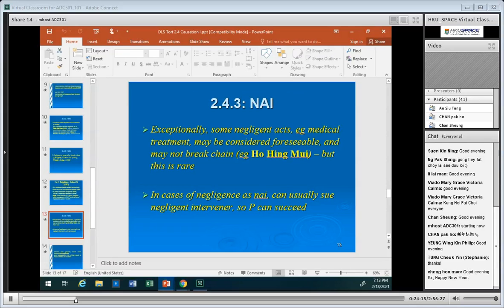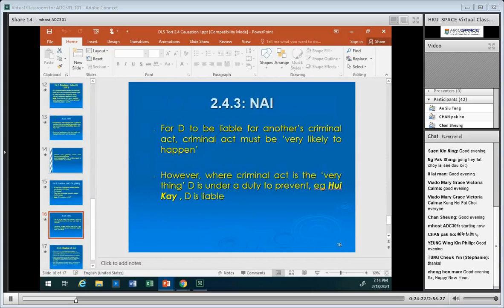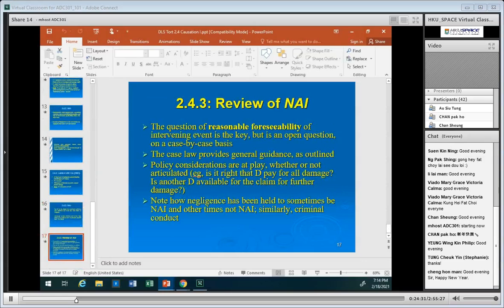Okay, the other cases on novus actus interveniens, everybody should know, not must know. I think that's really all we need to talk about with regard to novus actus interveniens. Again, the must-know case, Natalie and Jones, and perhaps also Wright and Lodge. Okay, so just a quick review of novus actus interveniens. It is a question of reasonable foreseeability of the second event, but it really depends on the facts of each case.